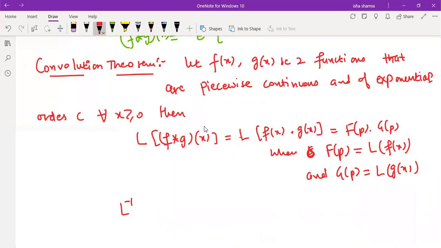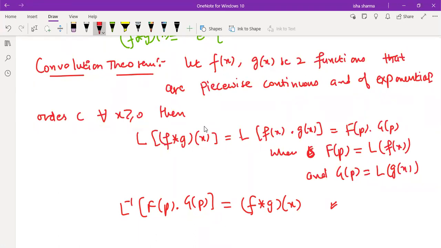Let me complete the statement, then I will explain the meaning. Whenever we state any property or theorem for Laplace transform, we can simultaneously define it for the inverse. So from the statement, L of f star g is F(p) into G(p), and L inverse of F(p) into G(p) is f star g, which is obviously a function of x. This is the main result of the convolution theorem, because this is where its application is.